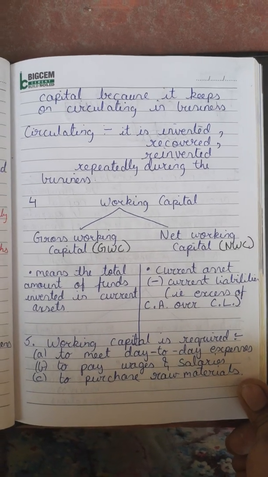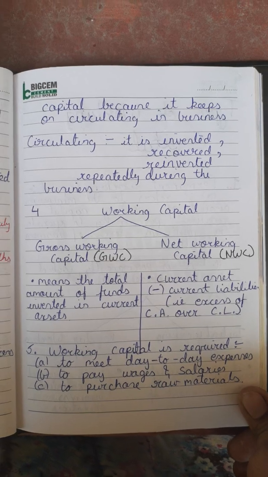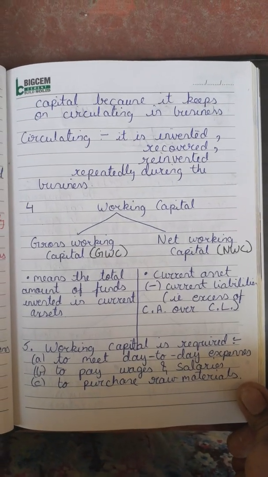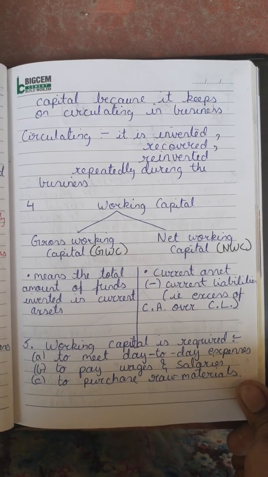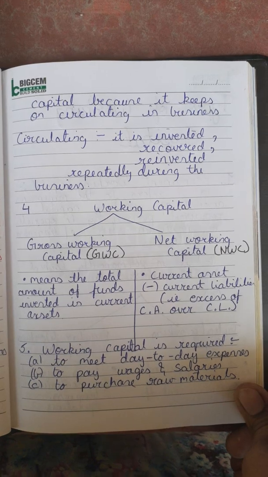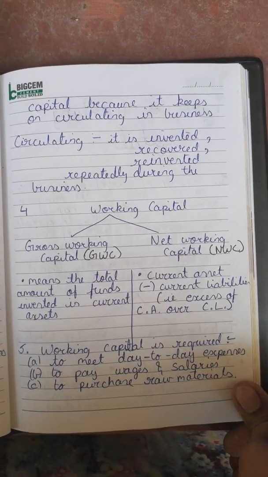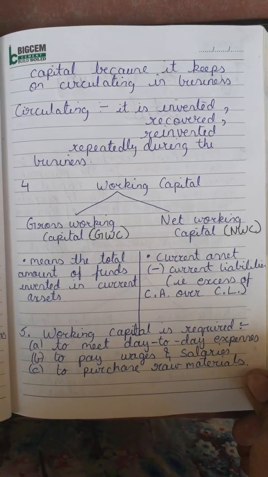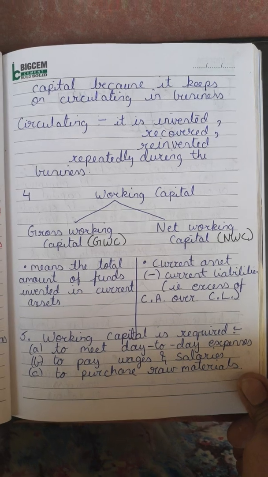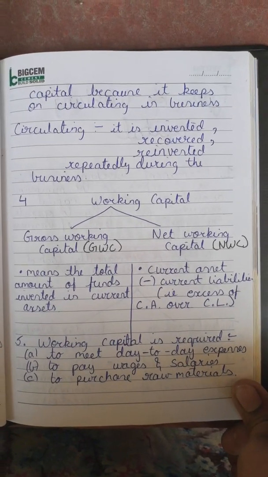Working capital is basically of two types: gross working capital (GWC) and net working capital. Gross working capital means the total amount of funds invested in current assets of the firm. That means gross working capital is equal to the book value of current assets, whereas net working capital is excess of current assets over current liabilities.